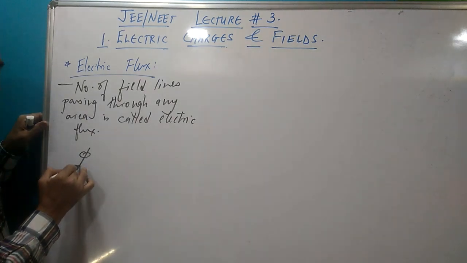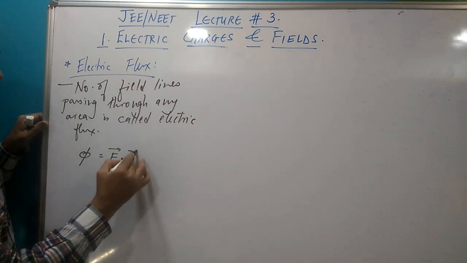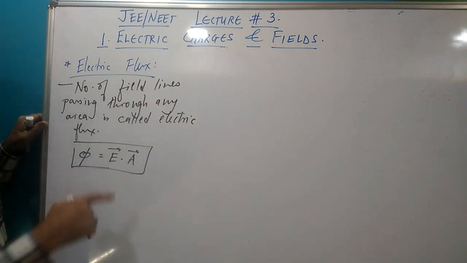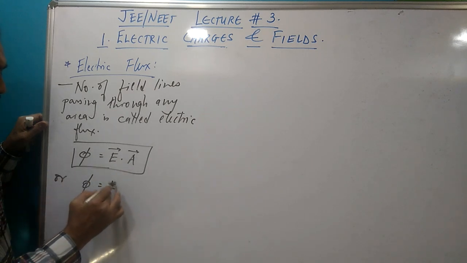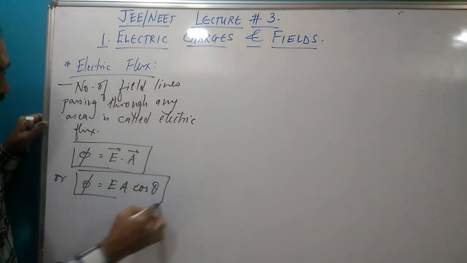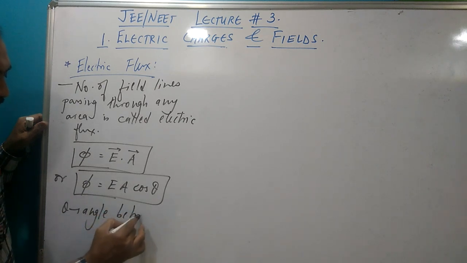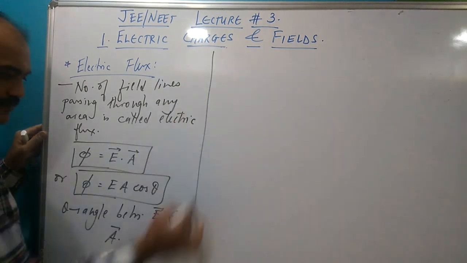And utilizing this definition, I have a couple of equations for electric flux. That electric flux phi is electric field E bar into area vector A bar. You can also write it S bar, doesn't make any difference. And since it is a scalar product, you can write it as phi is EA cos theta, where theta is the angle between the electric field E bar and area vector A bar. So flux phi is E bar dot A bar, phi is EA cos theta.